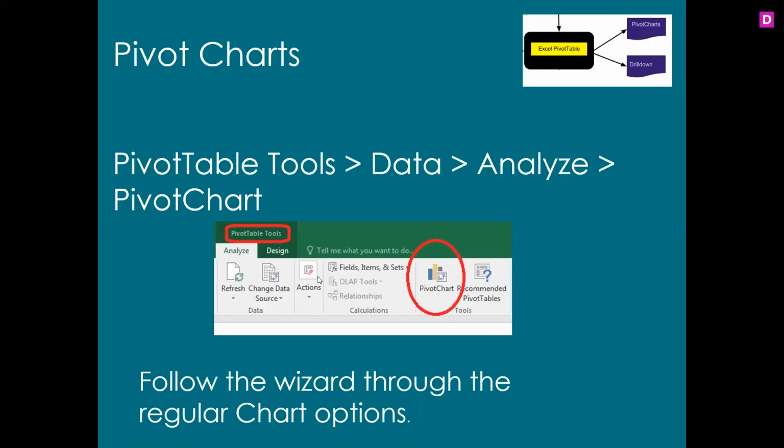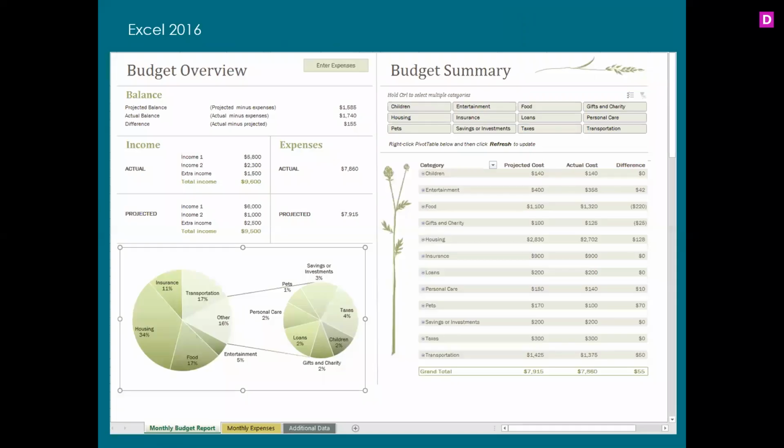For the pivot chart, go to Pivot Table Tools, then go to Analyze, and go to the pivot chart value. So you can create your pivot chart. These are all charts. This is called a pie chart.